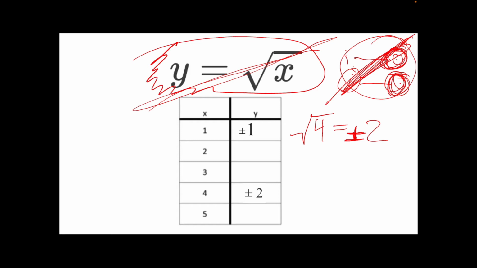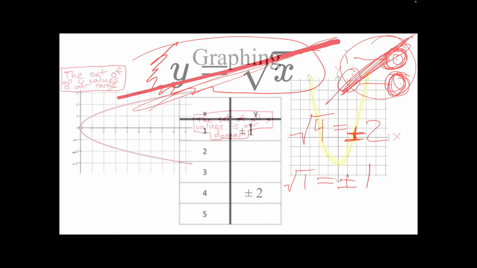And also, just to demonstrate this one more time, let's say x is 1. The square root of 1 equals positive and negative 1. So this is not a function.